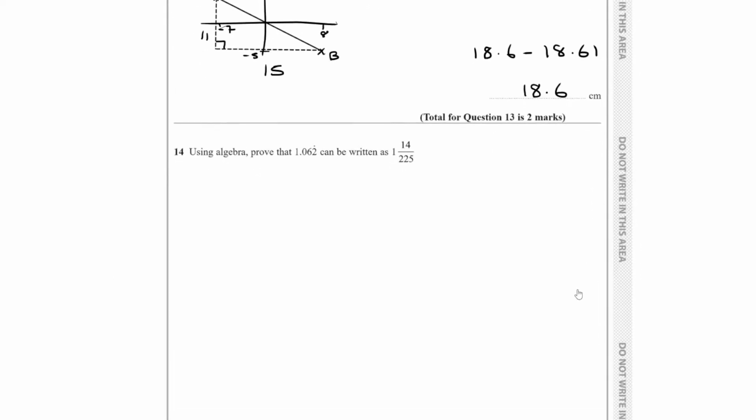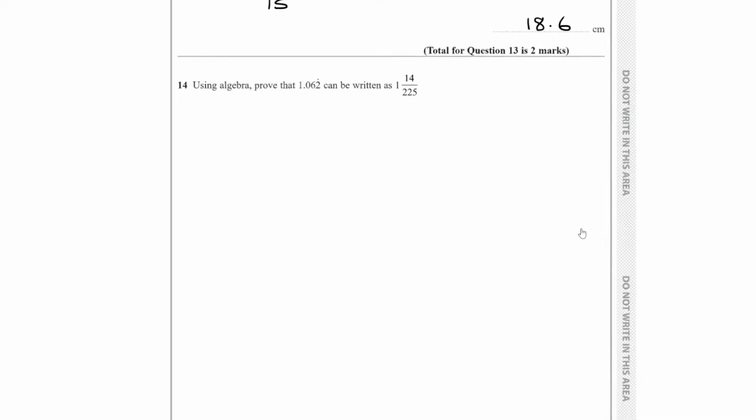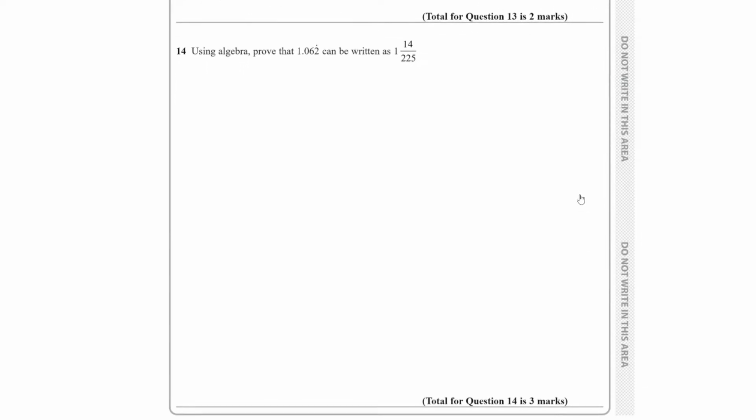Okay, question 14. We have got recurring decimals to fractions, which I know did already come up, didn't it? In your paper 1. But still, might as well practice it. So you just put x is equal to this. Obviously try and copy it correctly. Now in this case, the only thing recurring is the 2. So we need to isolate the 2.